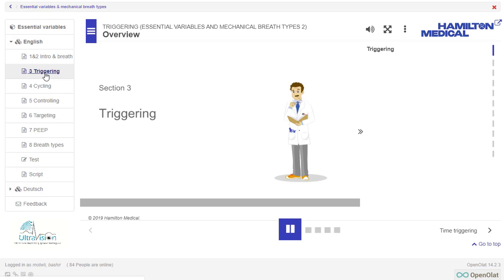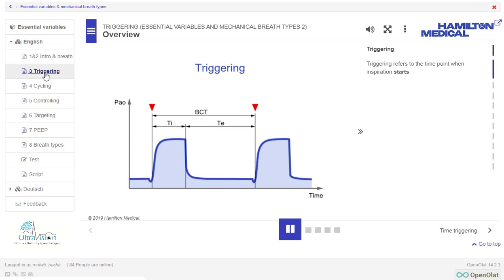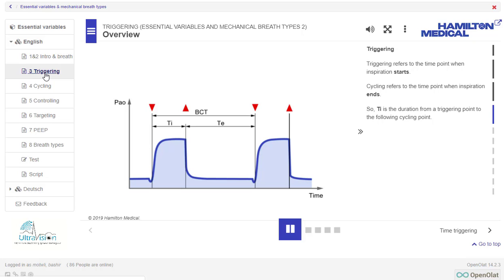Triggering. Triggering refers to the time point when inspiration starts. Cycling refers to the time point when inspiration ends. So, TI is the duration from a triggering point to the following cycling point. TE is the duration from a cycling point to the following triggering point. BCT is the duration from a triggering point to the next triggering point.